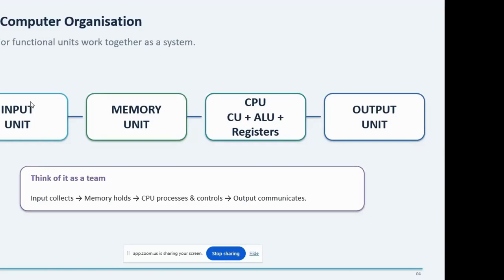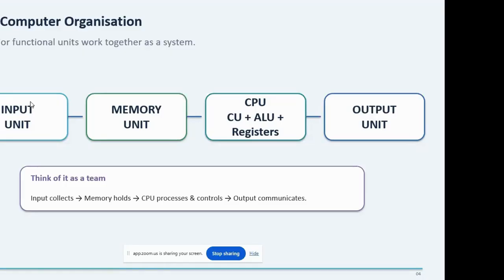In CPU, there are three main things. One is CU, which is known as control unit. The second one is ALU, which is arithmetic and logic unit. And the third one is registers. So I will also be explaining each of these units one by one in detail.